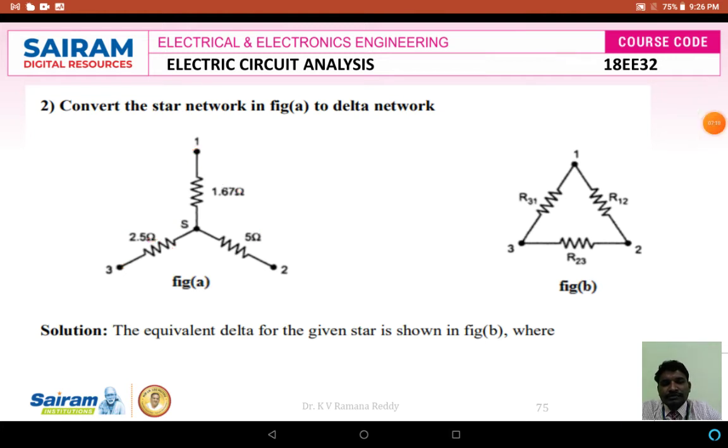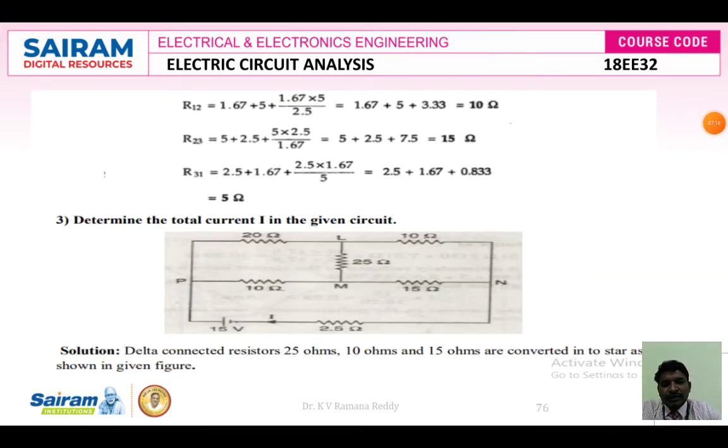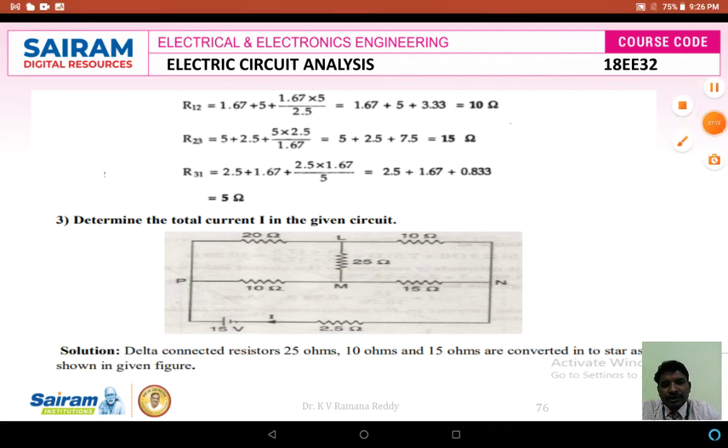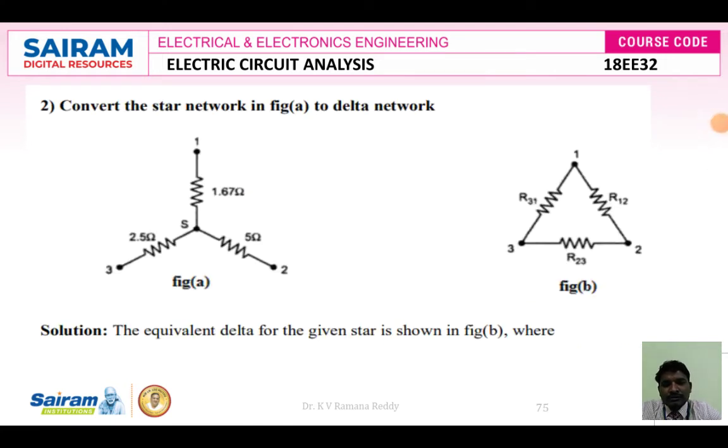So divided by 5. So check that here, divided by 5, the numerator value, and the simplified answer is 0.833. 2.5 plus 1.61 plus 0.8, that is equal to 5 ohms. So this is the way how to convert the given star network into a delta network.